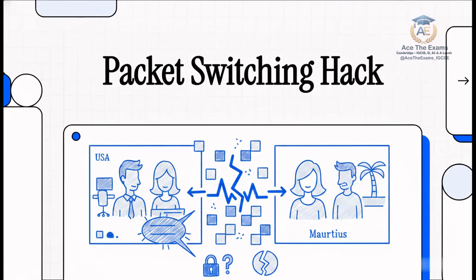Picture this. You've got a crucial video conference happening between delegates in the USA and Mauritius. But suddenly, the video freezes, the audio completely drops out, and everyone's just staring at pixelated screens. Now, if you're sitting in your Cambridge IGCSE computer science exam and you're asked to describe exactly why this happens and how to fix it, well, you are staring right into a massive trap.